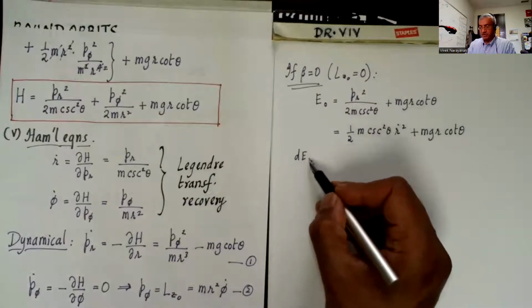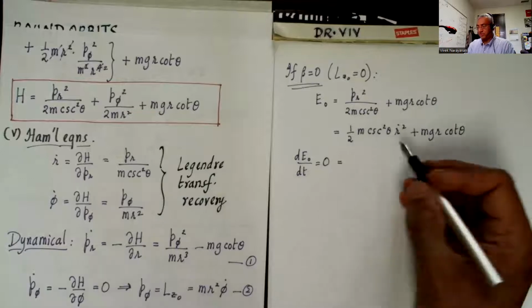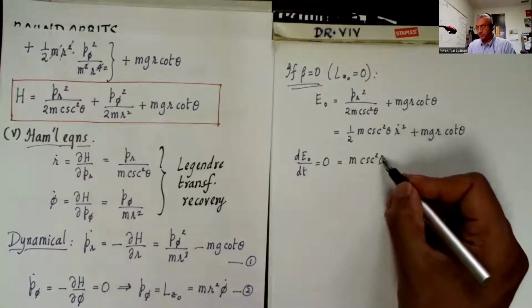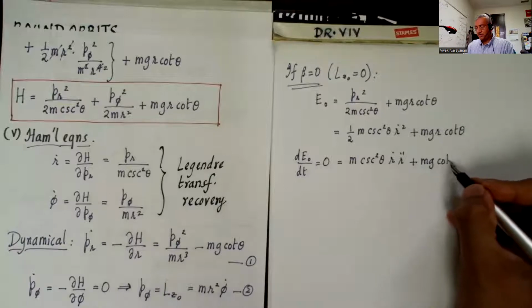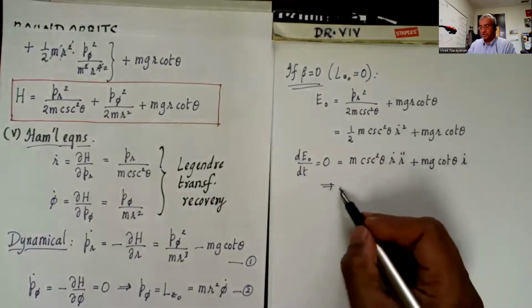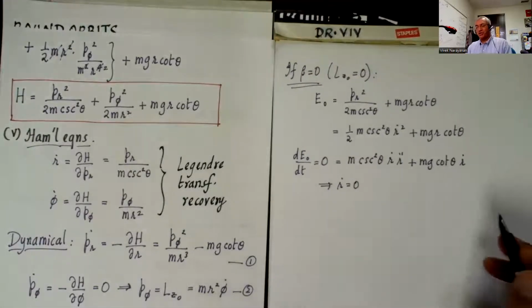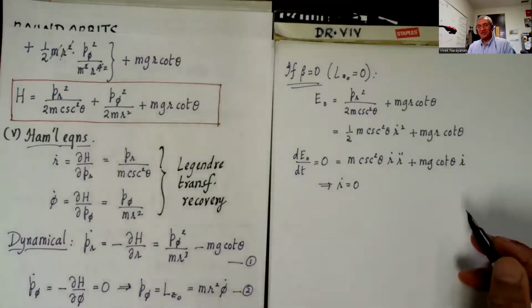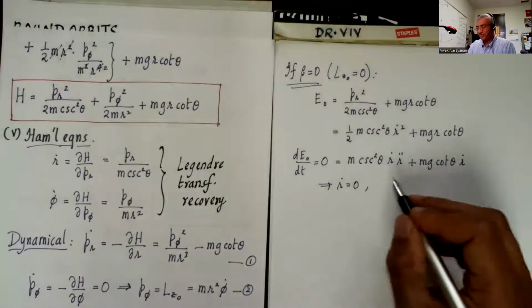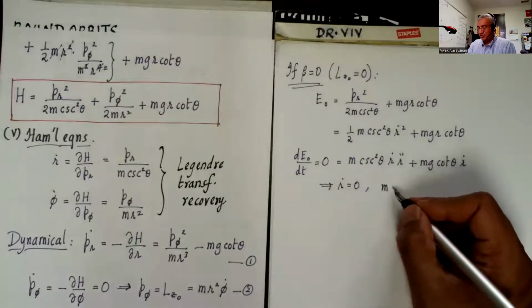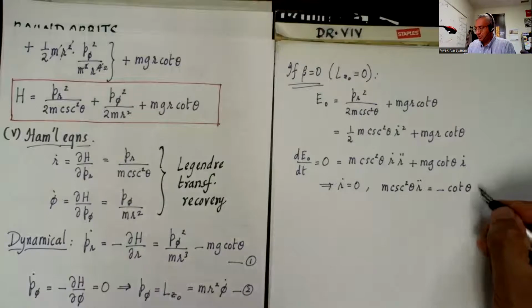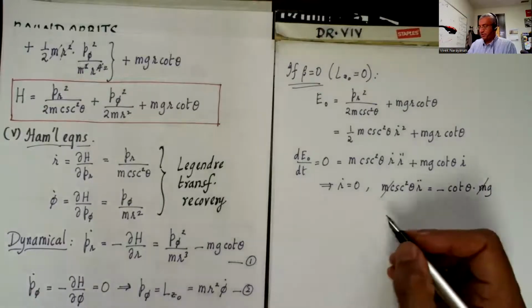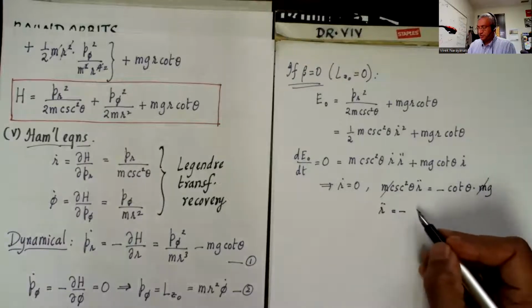Now we know that the rate of change of energy is 0, because that's what energy is conserved means. So this gives me m cosecant squared theta r dot r double dot plus mg cot theta times r dot. So we have two options, either r dot equals 0, which means r doesn't change. Well, that is a peculiar circumstance, and it won't happen. Okay, so I'll just dismiss that straight away. The other possibility is that m cosecant squared theta times r double dot is equal to negative cot theta times mg. So the m's cancel out, and I'm left with r double dot equals negative g.